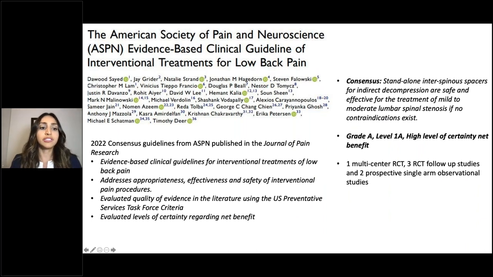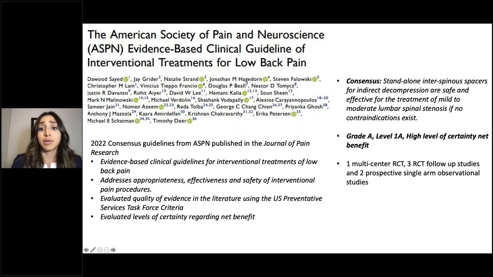So alluding to the 2022 consensus guidelines that ASPN published in the Journal of Pain Research, this was an evidence-based document outlining clinical guidelines for interventional treatments of low back pain. And it addressed specifically the appropriateness, effectiveness, and safety of interventional pain procedures, evaluated the quality of the evidence and literature using the U.S. Preventive Services Task Force criteria, and evaluated levels of certainty regarding this benefit.